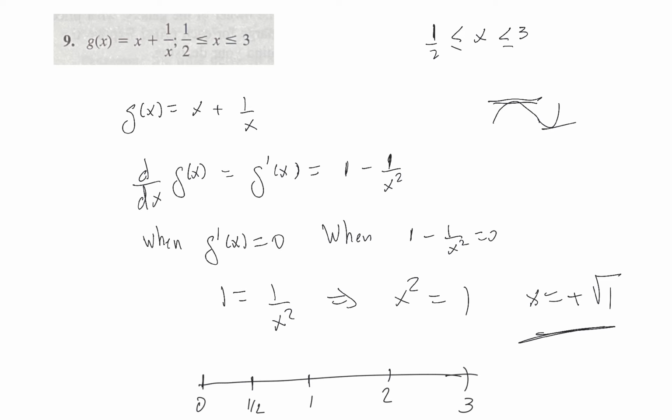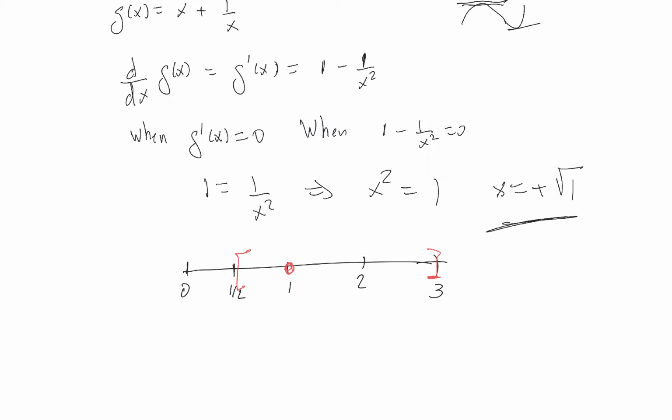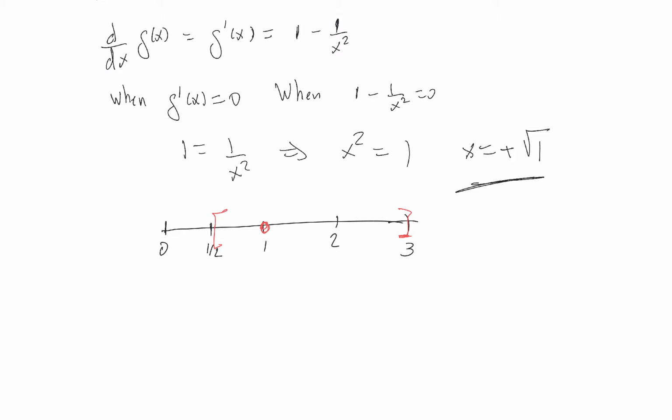In this interval, the only point in consideration is the 1. So at the 1, there is a critical point. Is it a maximum or a minimum? To know this, we plot g prime of x. So we make this line. We put 1/2. We put 1, 2, and 3.